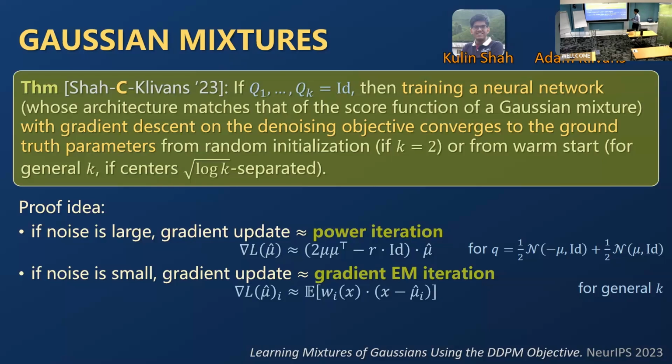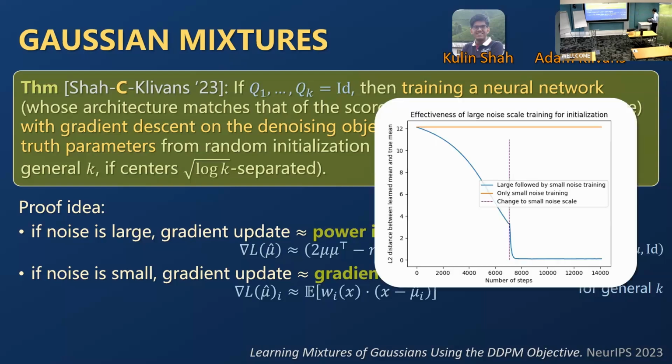On the one hand, for power iteration, you can get parameter estimation for any collection of a constant number of components. And for gradient EM, we have exactly this kind of local convergence guarantee, where if you initialize close enough, then you'll converge at a very fast rate.